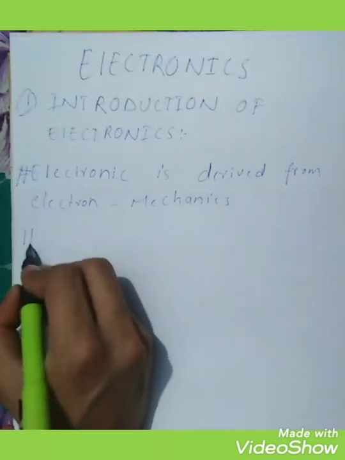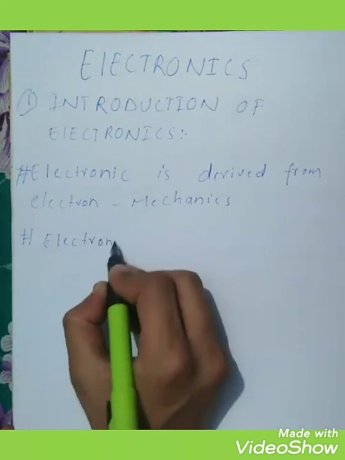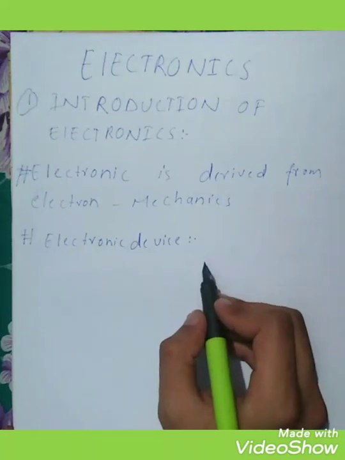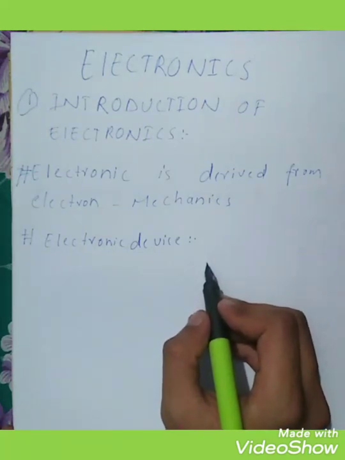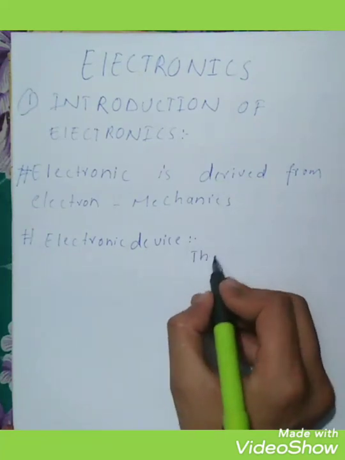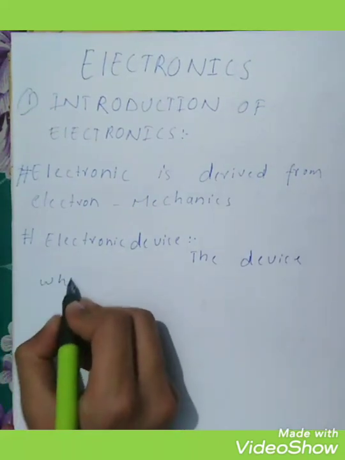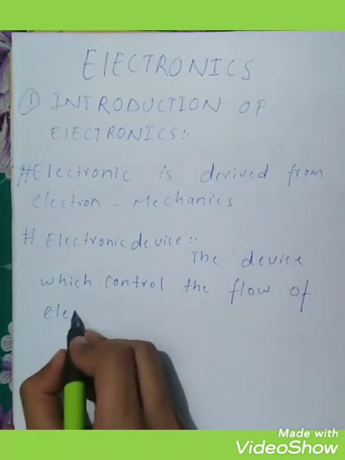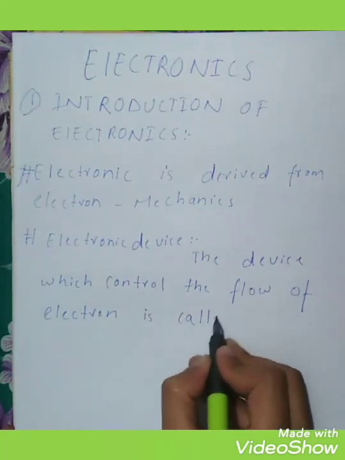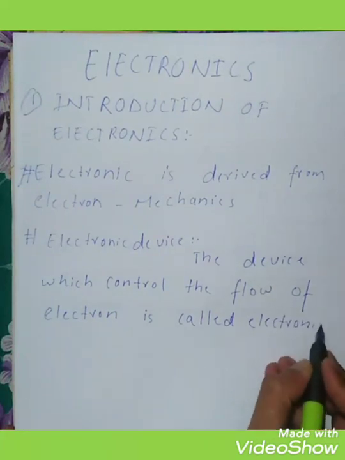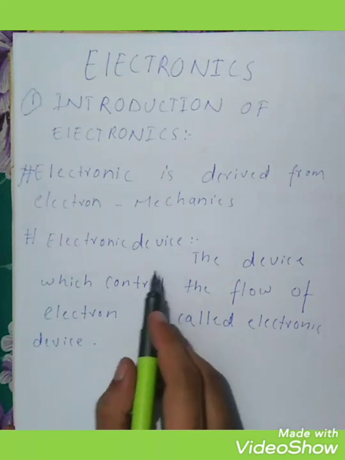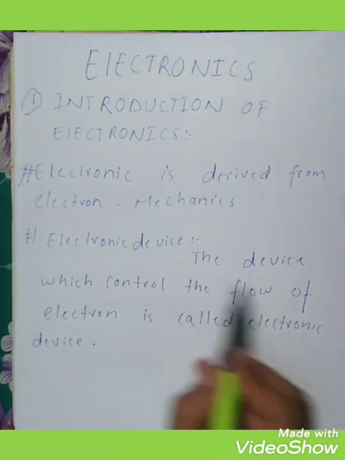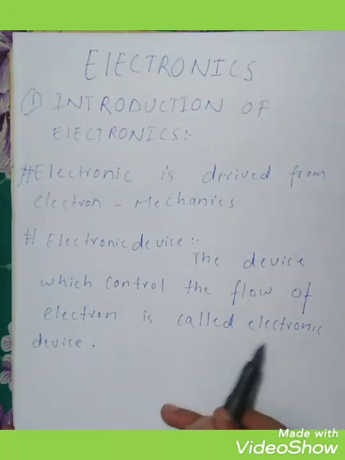Now, what is an electronic device? The device which controls the flow of electrons is called an electronic device. Simple English: the device which controls the flow of electrons is called an electronic device.